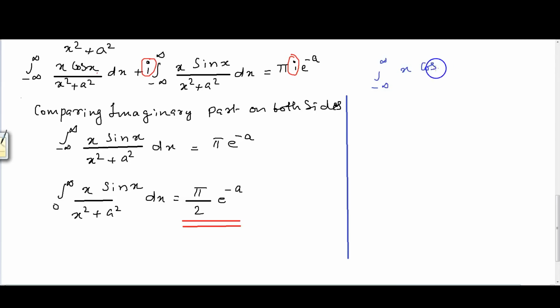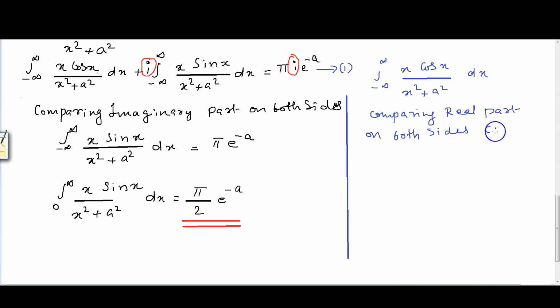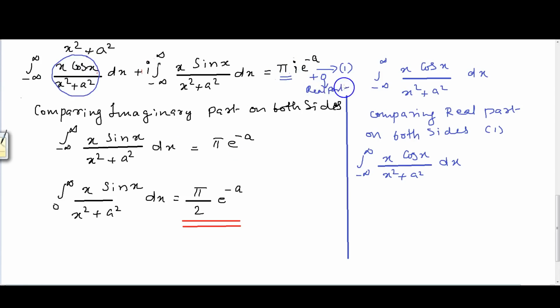Suppose the question is the integral from minus infinity to infinity of x cos x by x square plus a square dx, then we compare the real part on both sides. Then the integral from minus infinity to infinity of x cos x by x square plus a square dx is equal to 0.